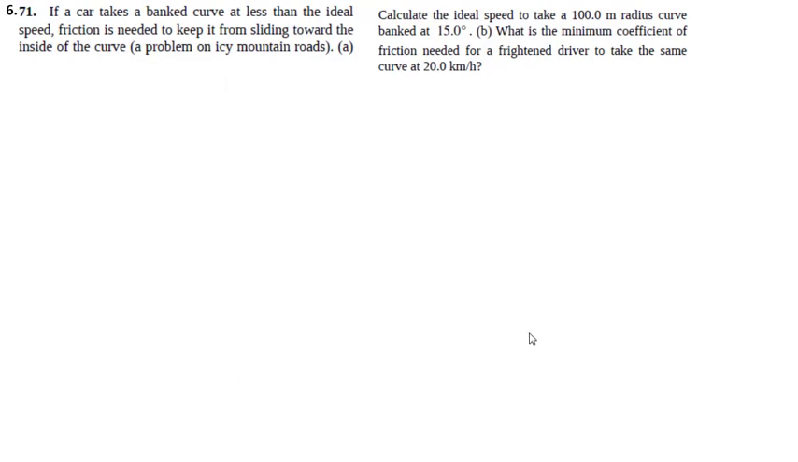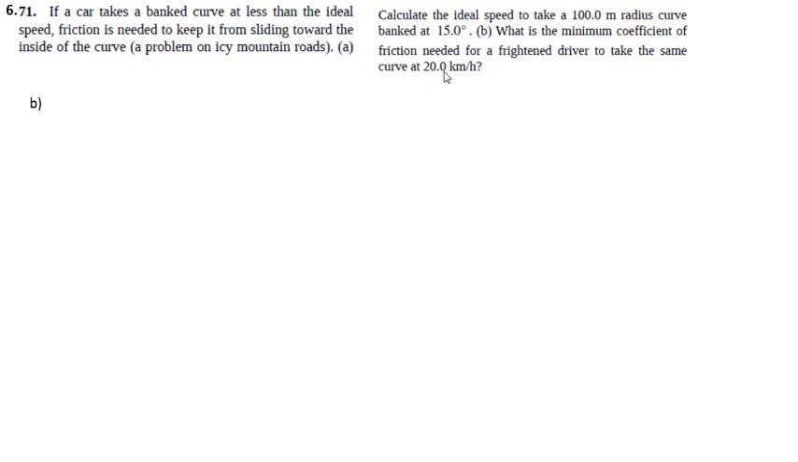Let's look at part B. Part B is new because now we are not going to be driving at that ideal speed. We're going to be driving at a different speed. And this is telling me if the car takes the banked curve at less than the ideal speed, friction is needed to keep it from sliding down toward the inside of the curve.